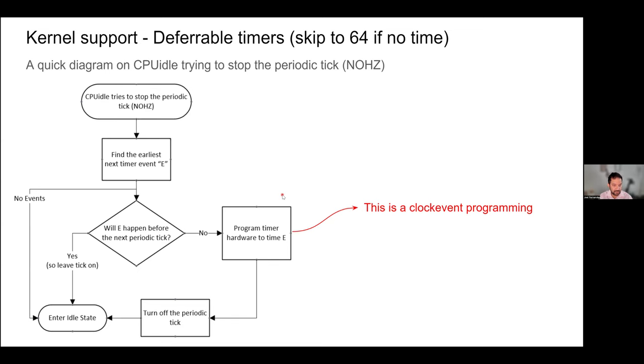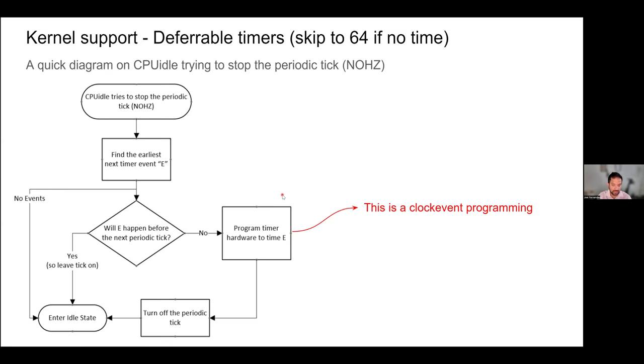If there is such an event, then there is no point in turning off the scheduling clock interrupt because the next event is not the scheduling clock interrupt. It's some timer that is about to go off. So in that case, we don't turn it off. However, if that event is after the scheduling clock interrupt, then we just program that event instead of the scheduling clock interrupt into the clock event. So essentially, we turn it off. I've put that as a separate block, turn off the periodic tick, but that's what happens. So this is kind of how the kernel decides if it should turn off the tick or not.